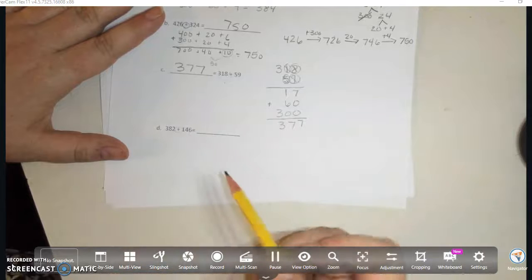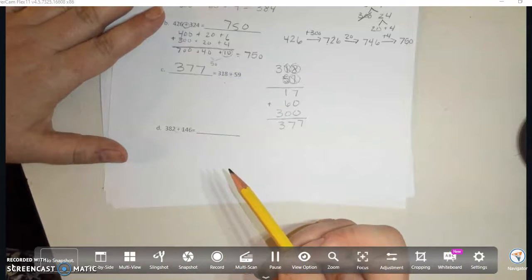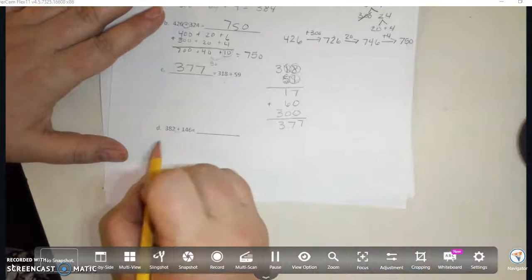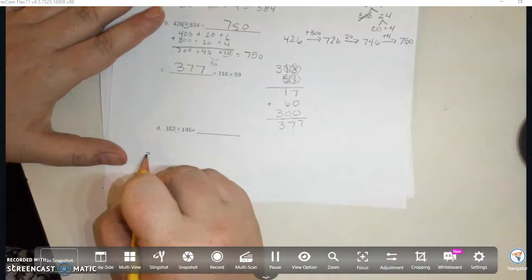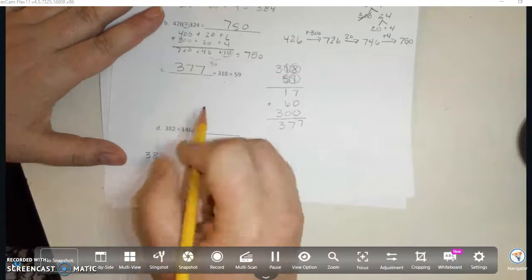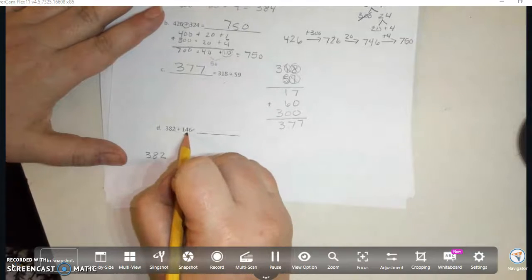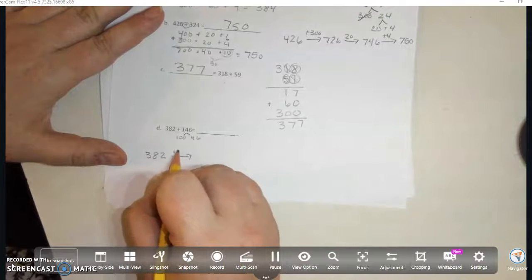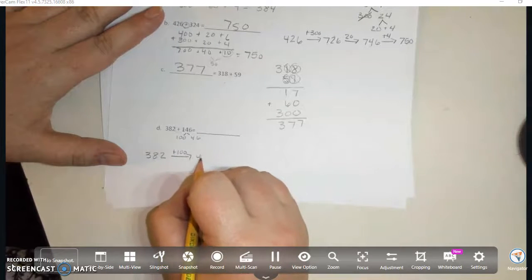Finally, I have 382 plus 146. Again, making sure that that is an addition symbol. And I'm going to use my arrow method because it's one of my favorites. I'm going to start at my larger number, 382. And I'm going to decompose my 146 into 146. 382 plus 100 is 482.